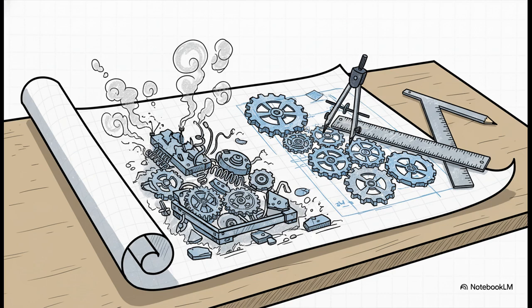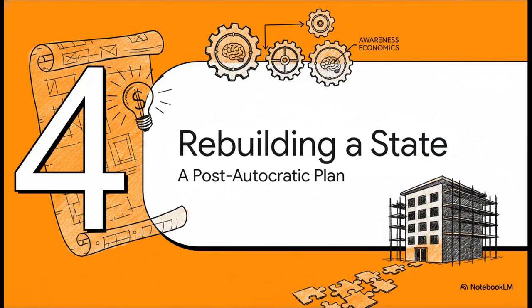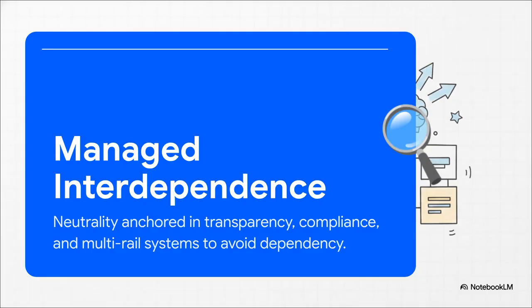So how do you design a system completely from scratch to avoid these exact traps of elite capture? That brings us right to Section 4, rebuilding a broken state. Here, the research offers a truly fascinating proposal for a transitioning state. It's a highly detailed blueprint for a post-autocratic Russia, based on what the author calls awareness economics.